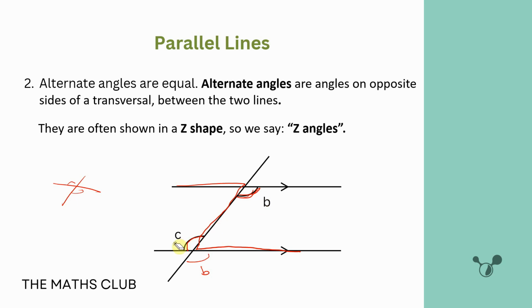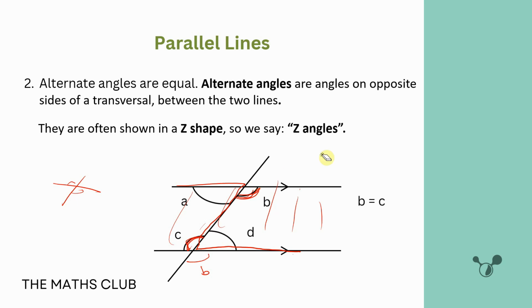B is equal to C. So whenever you see the Z, the left is always equal to the right, right? You can see they are still inside the same boundary of the parallel lines. This one is inside this boundary here, right? B and C, they are inside the same boundary. Don't go and say B and put something outside. No, they are within the same boundary. So B is equal to C.